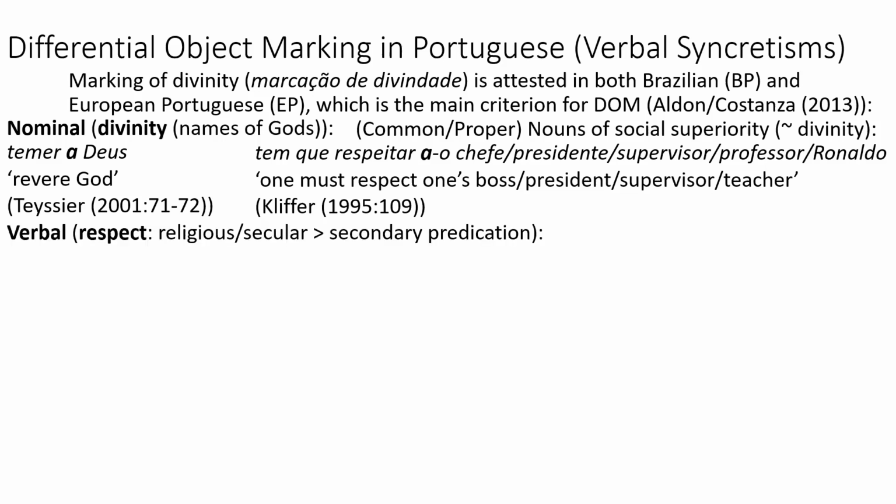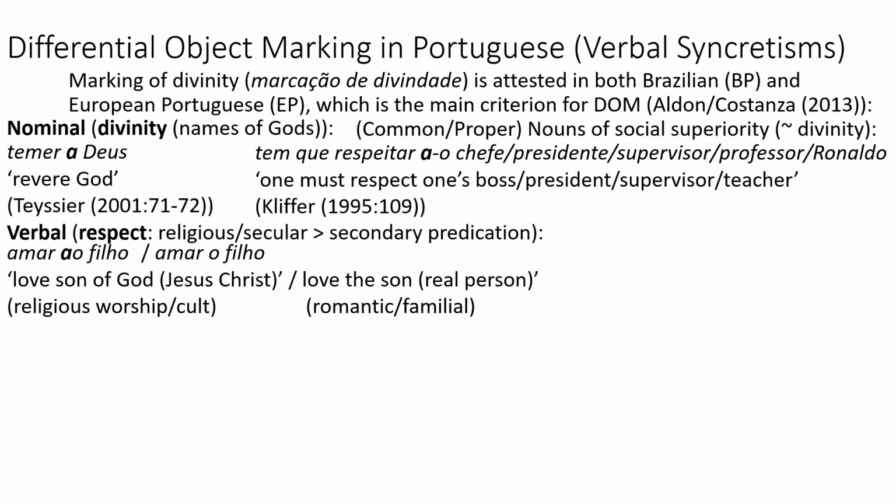So the verb also plays a role in there, and it tends to be verbs of respect that trigger the use of "a." So if it's religious, if it's a cult, then it denotes worship, or if it's secular, it denotes admiration or respect. So for example, amar ao filho, use of "a" here is quite special because we get minimal pairs like this: amar ao filho versus amar o filho.